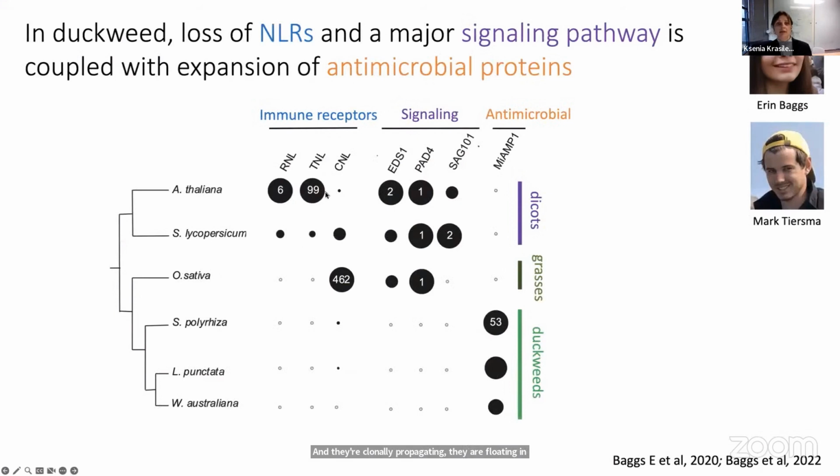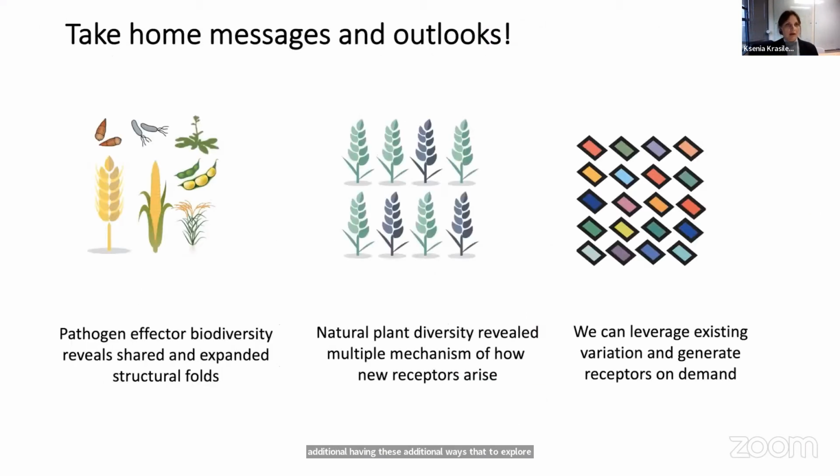And what Aaron showed is that while duckweeds and a few other organisms can survive without NLRs, duckweeds in particular have an expanded antimicrobial peptide protein families that are evolving very, very rapidly. So we think that in the biodiversity, there might be additional avenues, additional ways to explore how we can save our crops. So with that, I want to put out a few take-home messages.